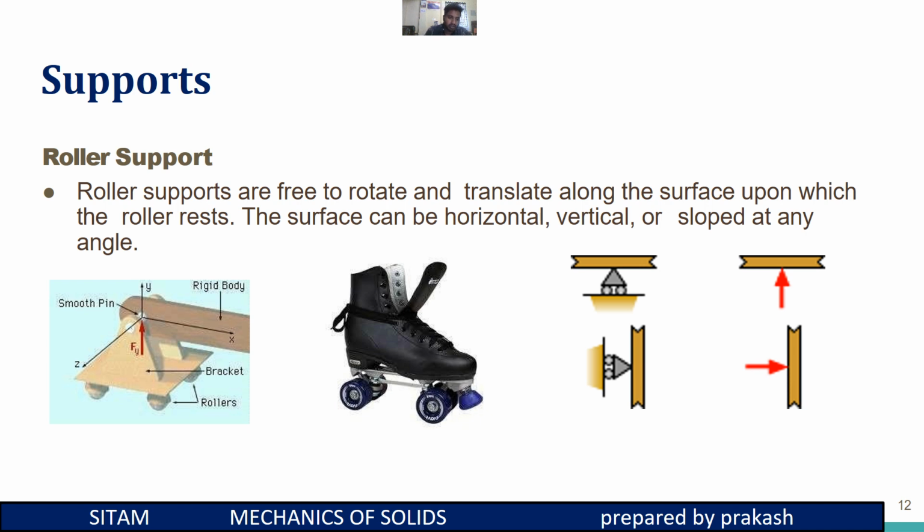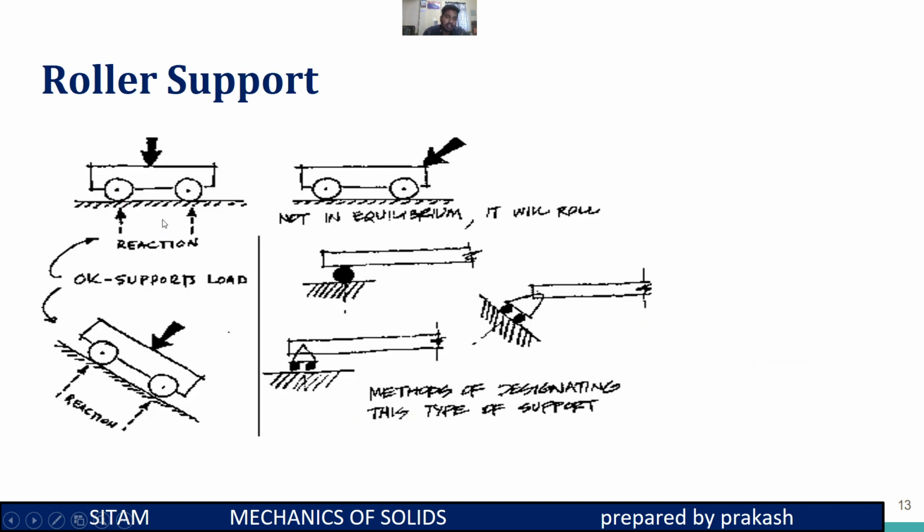In this roller support, there is a smooth pin and a rigid body which is connected to this pin, and this is the bracket, and at the bottom of the bracket, the rollers are present. These roller supports are free to rotate in any direction, and also they can translate along the surface. The reaction force is developed opposite to the applied load.